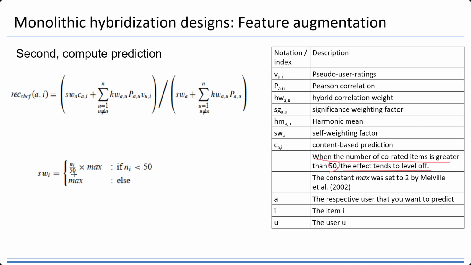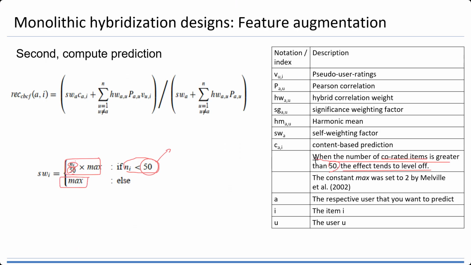So if the number of correlated items is high, it means they tend to be very similar. So they have the same interest. If the NI is less than 50, we will use this formula: the number of correlated items divided by 50. They claim that the maximum is 50. If there are more than 50, we will use the maximum.